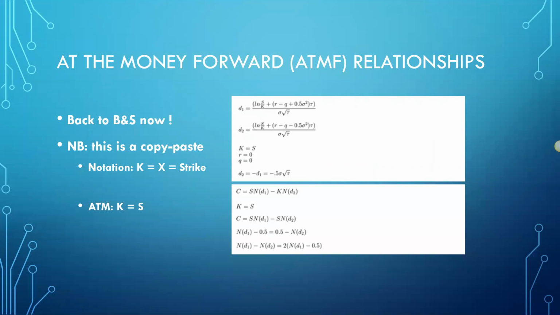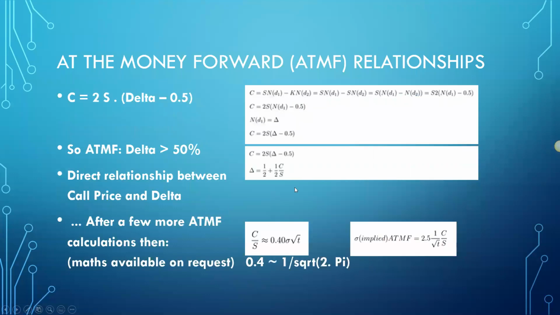Inside those formulas, there are some other interesting things to look at. Here I play a bit with the equation. The price of a call is S times N(d1) minus K, the strike, times N(d2). At the money, K is equal to S, so it makes a simplification. So basically we have this, and if I carry on to the next slide, we see that C is equal to 2 times S times (delta minus 0.5), as calculated here.